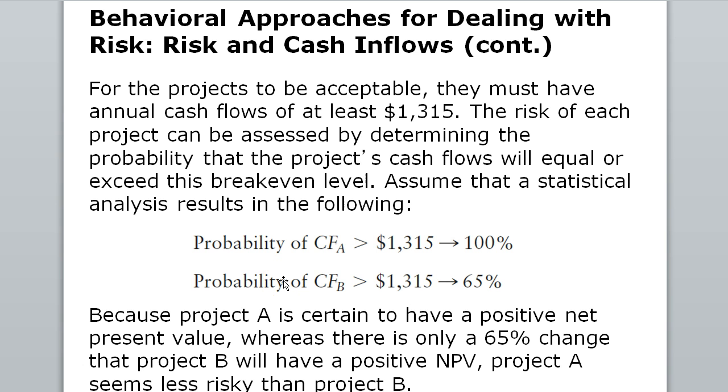So here we see that both projects have a positive net present value, but there's only a 65% chance that project B will have that positive net present value, where project A is 100%. So it makes your choice simple. We would just pick project A because it has a lower risk.